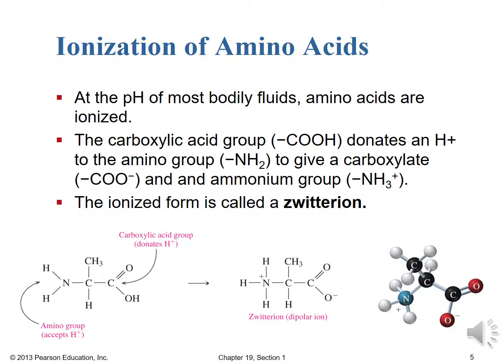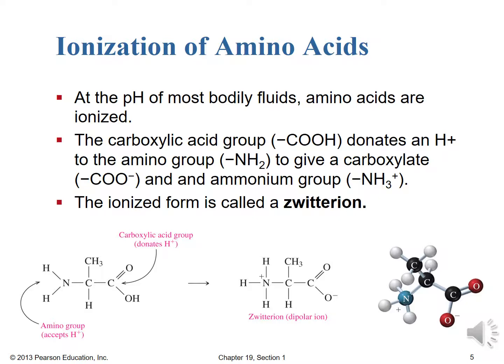So we already mentioned the ionization of amino acids briefly, but again, at the pH of most bodily fluids, amino acids are ionized. It's very rare that you would find a situation where neither the amino group is protonated nor the carboxylic acid group is deprotonated. That's quite unusual in physiological bodily fluid pHs. So the carboxylic acid group, being an acid, donates an H plus to the amino group to give a carboxylate, COO minus, and an ammonium group from the amino group, an NH3 plus.